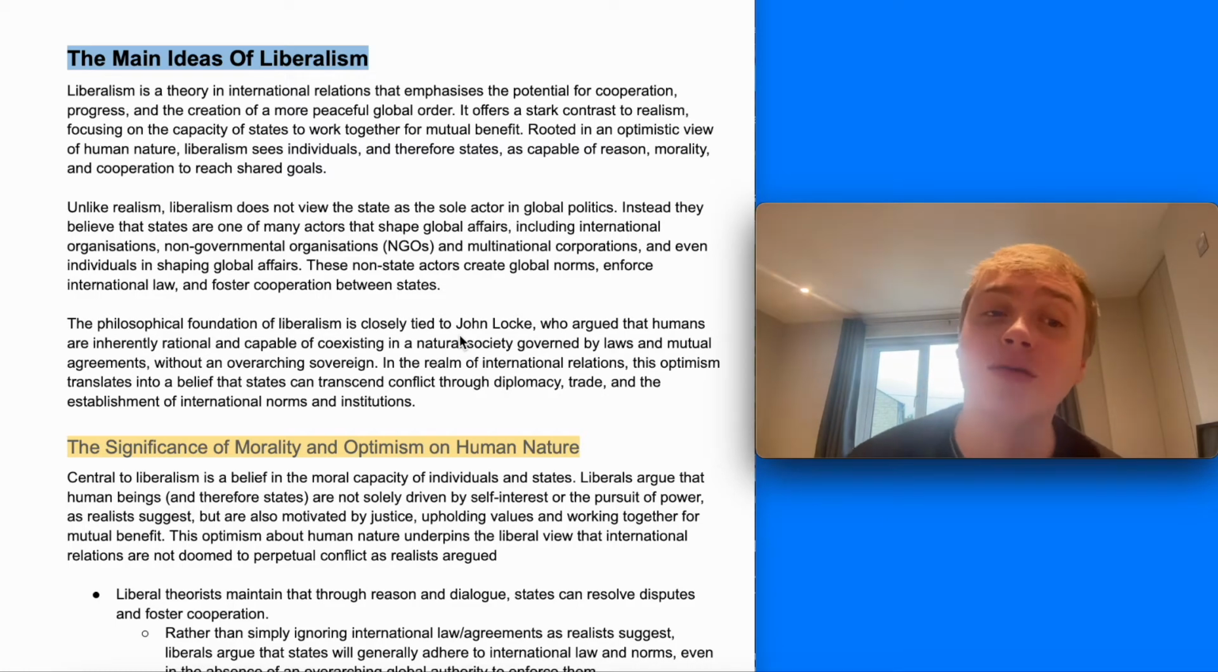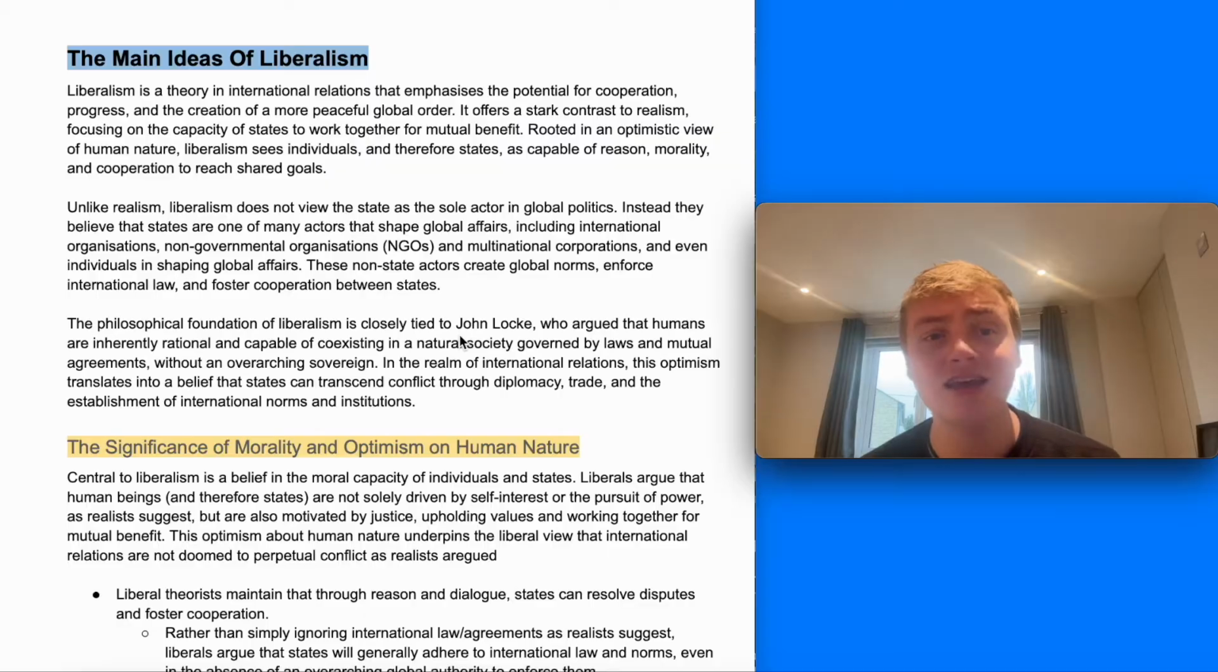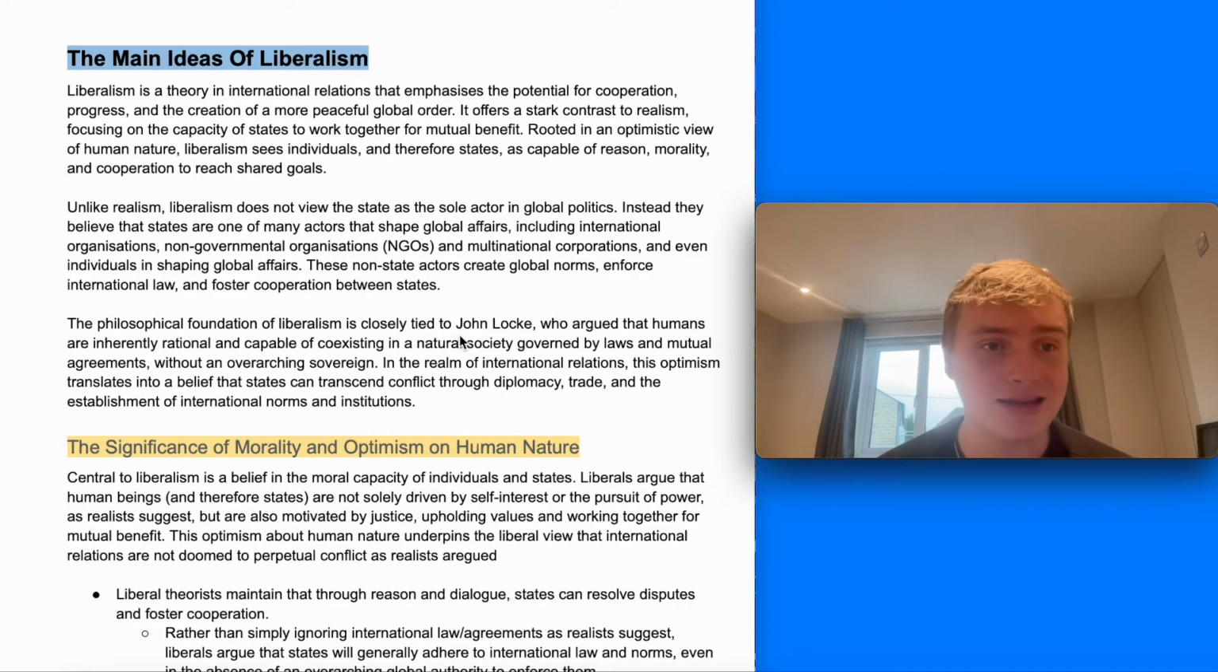It's rooted in a really optimistic view of human nature, and it sees individuals, and as a result states, because individuals run states, as capable of reason, morality, and cooperation to reach shared goals.